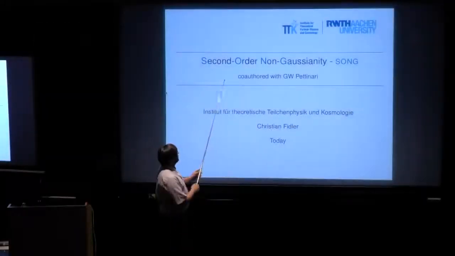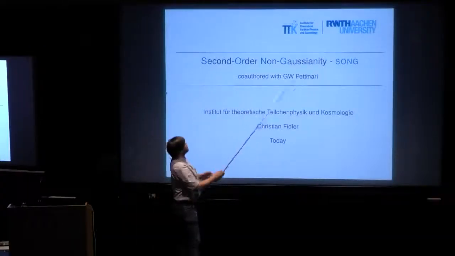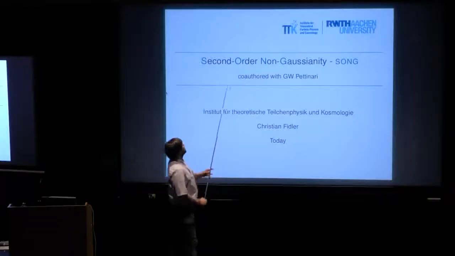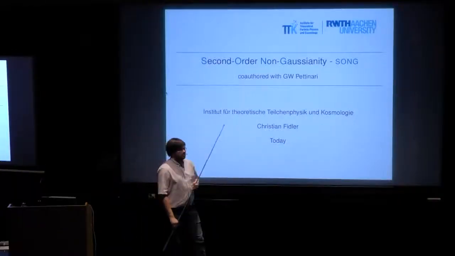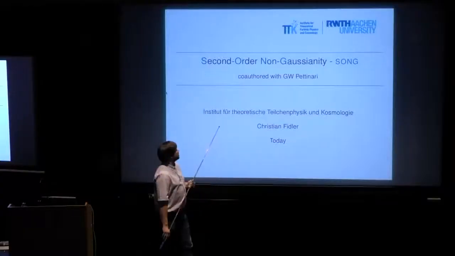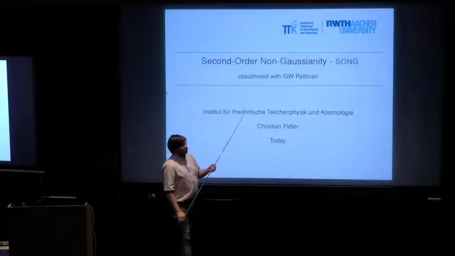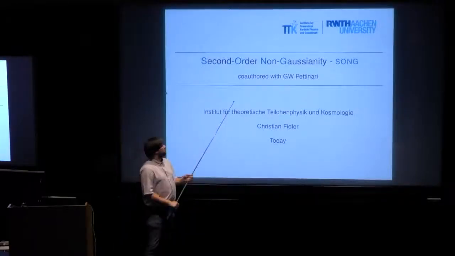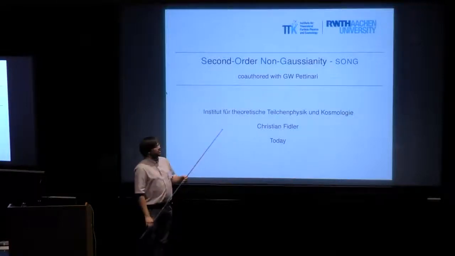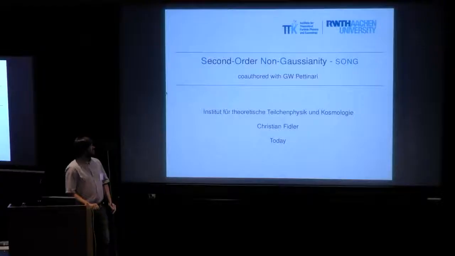So the name of the code already gives away what this code is about. The code is called SONG, which stands for second order non-Gaussianity. The second order, of course, tells you that this is in contrast to CLASS, which is a first order or linear code. In perturbation theory, we're dealing with second order perturbation theory. And the non-Gaussianity was the original purpose for which we built the code: to compute the so-called intrinsic non-Gaussianity and to see if that would be observable by the Planck satellite mission.